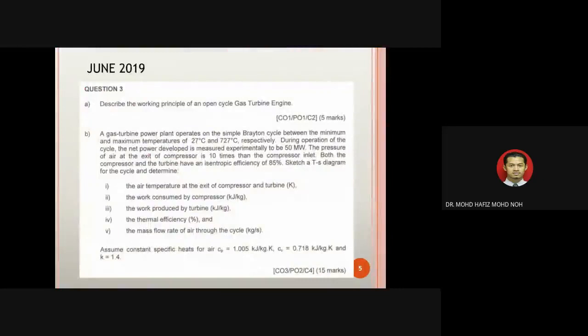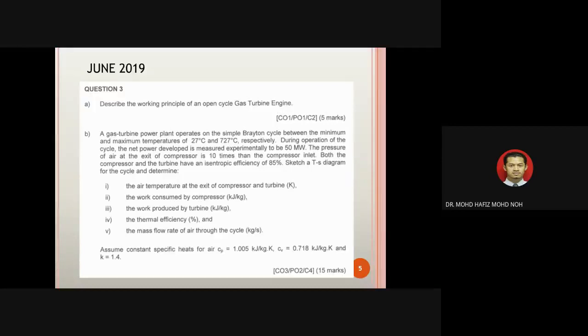This question is taken from June 2019. Describe the working principle of an open cycle gas turbine engine. This can be described by a schematic diagram. You draw the compressor, the turbine, and the combustion chamber, and then you describe the process from 1 to 2, 2 to 3, 3 to 4.